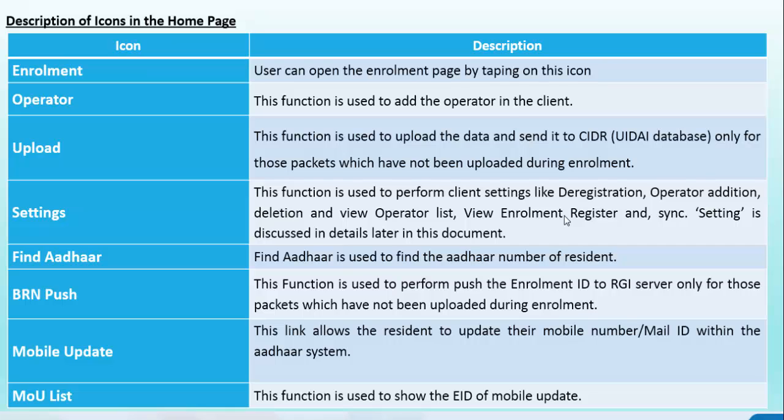Then the last option is the MOU list. This function is used to show the EIDs of the mobile updates, so we can see the MIS reports of how many mobile updates and mail ID updates we have done using this client. We can see that in the MOU list using this icon. So these are the options available on the client homepage.